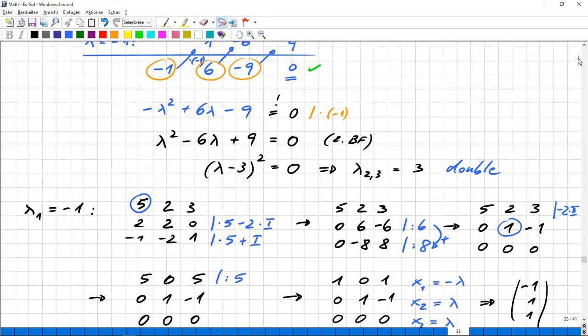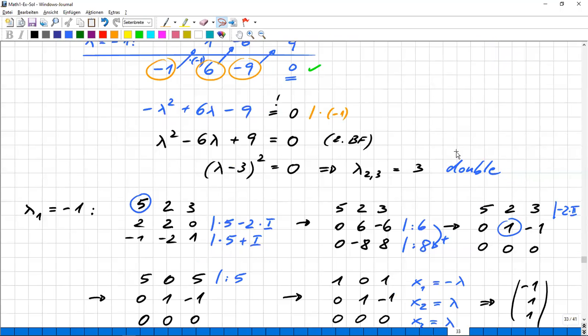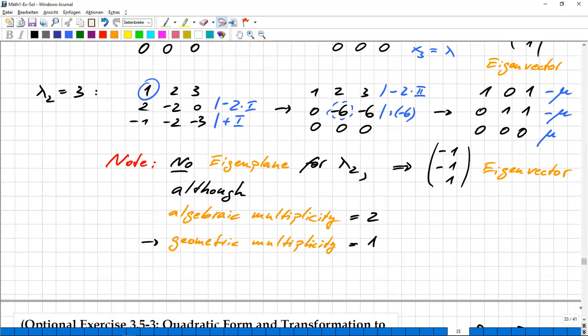Oh no, sorry, let me see, yeah. I forgot the guessed solution, which is -1. Okay, we have this eigenvalue. This, of course, must have an eigenline to it, but the other one, which could have an eigenplane, also has just an eigenline. That's what I wanted to say.